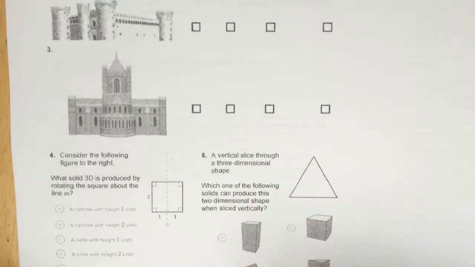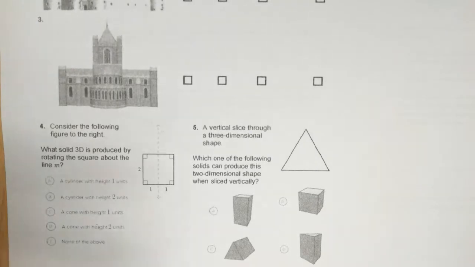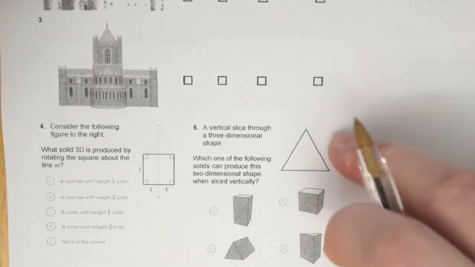And then this one right here is when you make a vertical slice, you dip it in paint. What shape? Which one of these would make the shape of a triangle? All right, let's keep going.